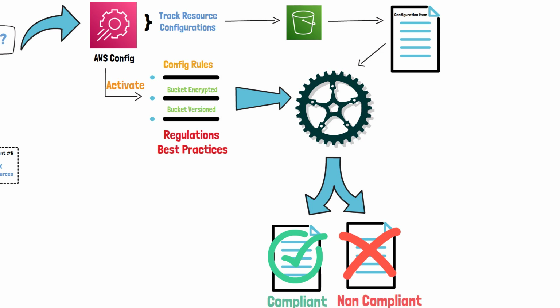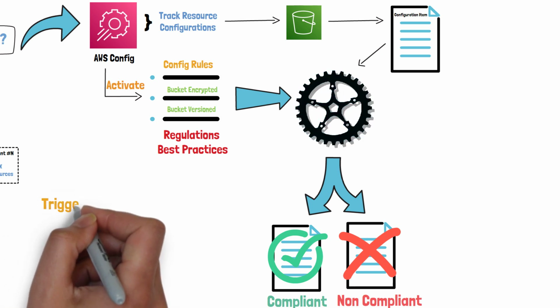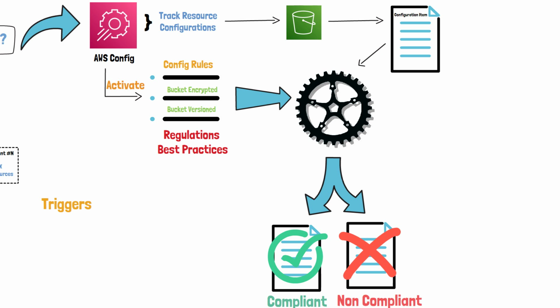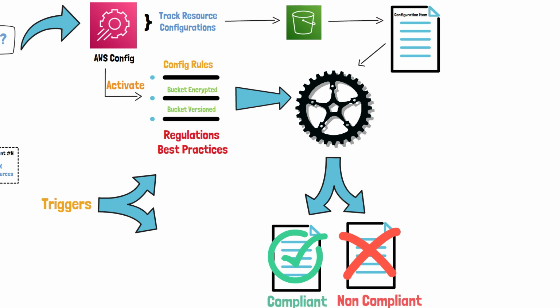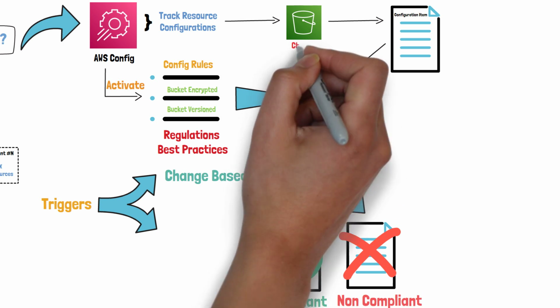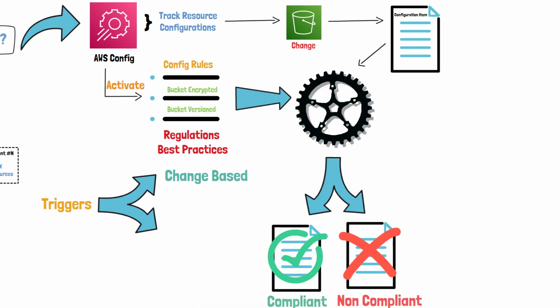After this initial evaluation, AWS Config continues to run evaluations whenever an event is triggered. At the time of rule creation, you can define triggers which tell AWS Config when to check the rule. There are two types of triggers available: change-based triggers. In this type of trigger, AWS Config rules are run each time a change to the resource configuration is detected, such as a bucket is created, a bucket is encrypted, or a bucket got deleted, and so forth.